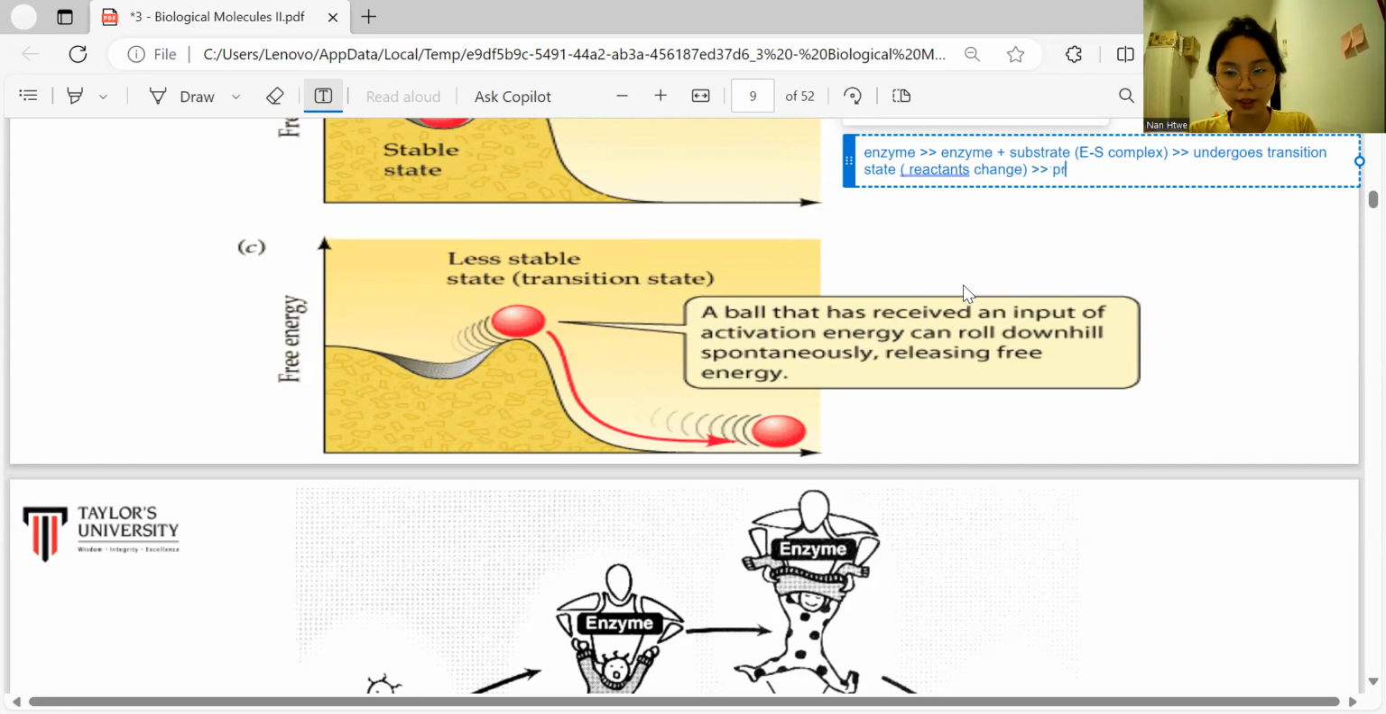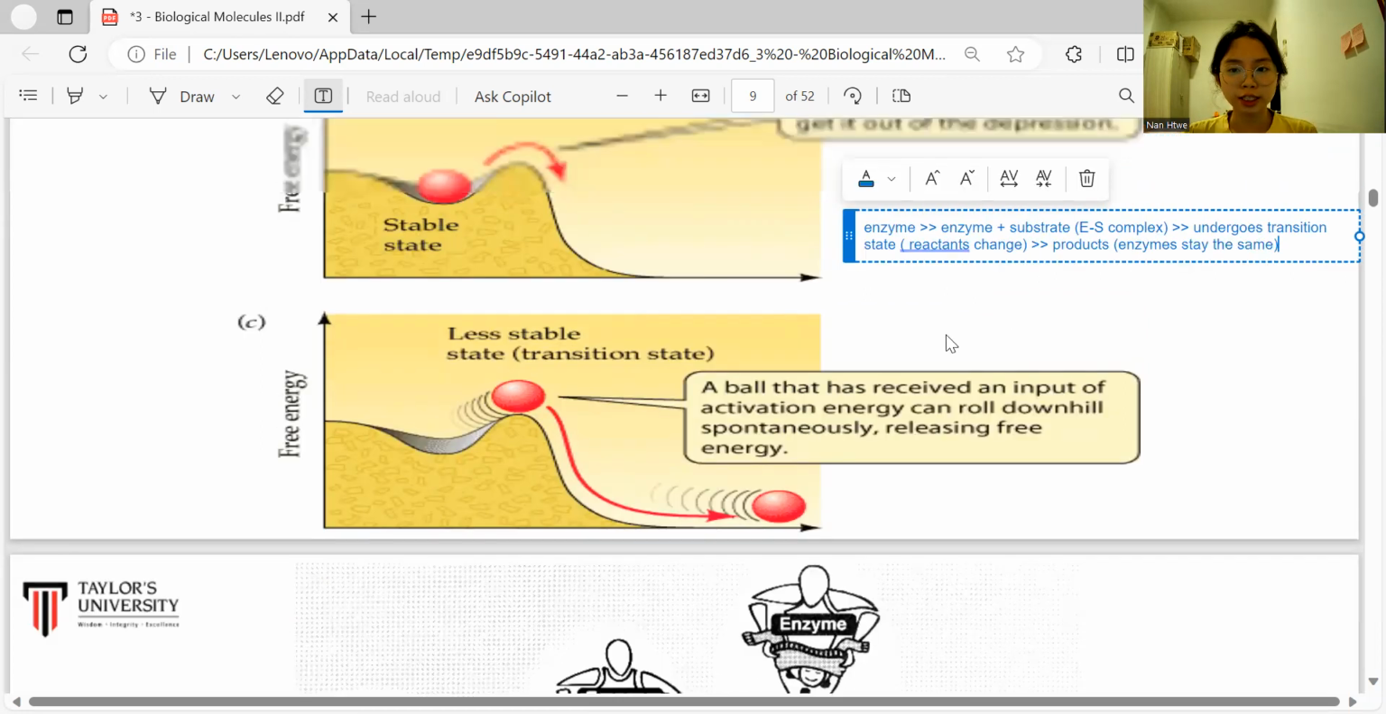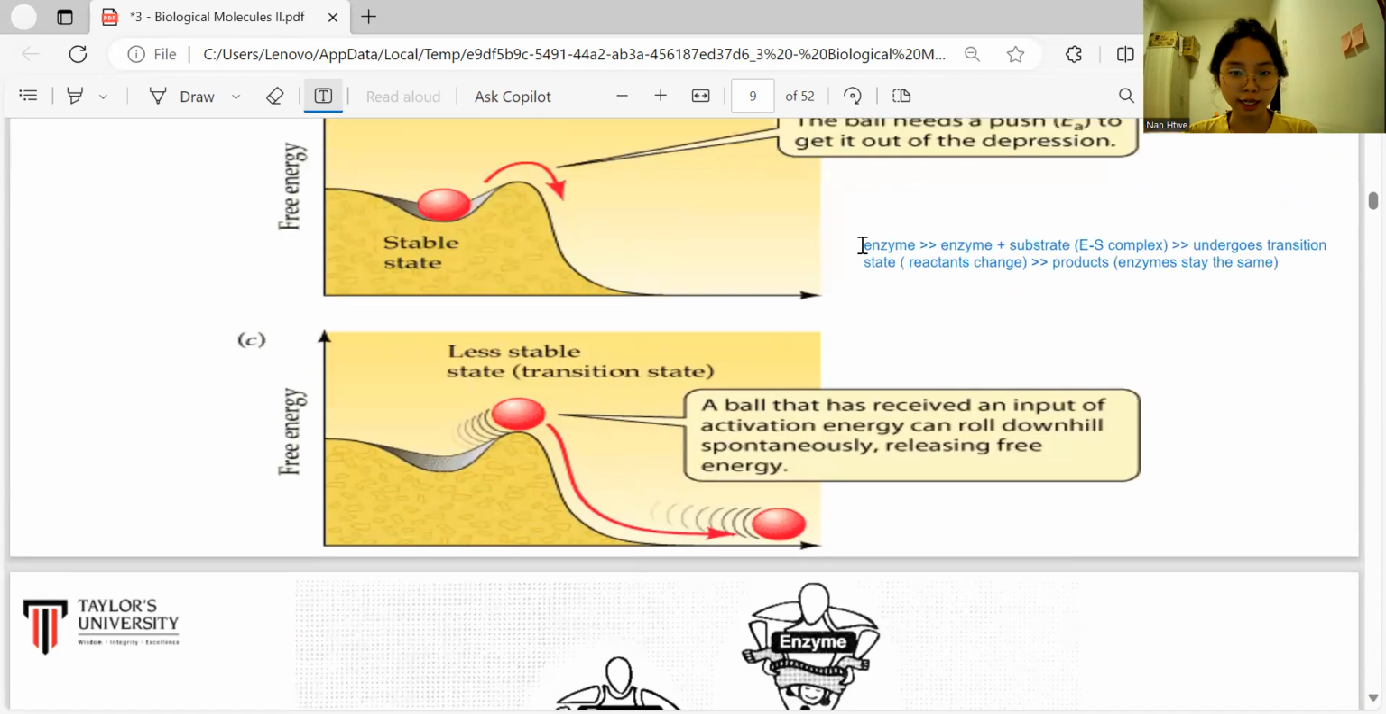And then later on, you will get the products, but at the end, the enzyme stays the same. It doesn't change. So this is the general process for the enzyme. This is how an enzyme works. You can take note of it. You can use this concept to write the lock and key mechanism and the induced fit mechanism. Got it?